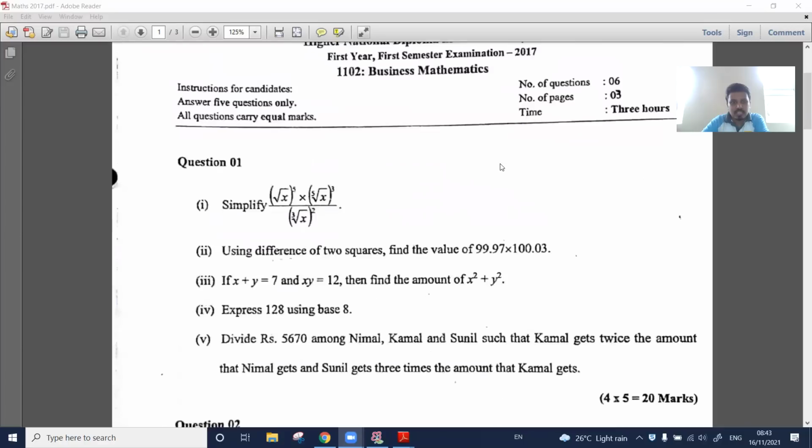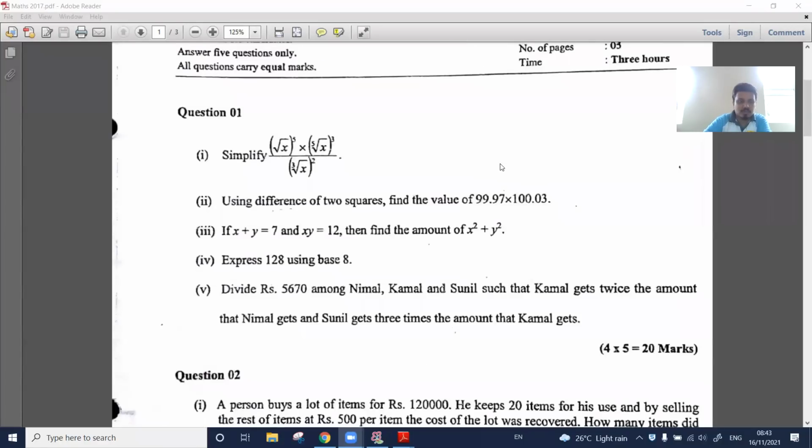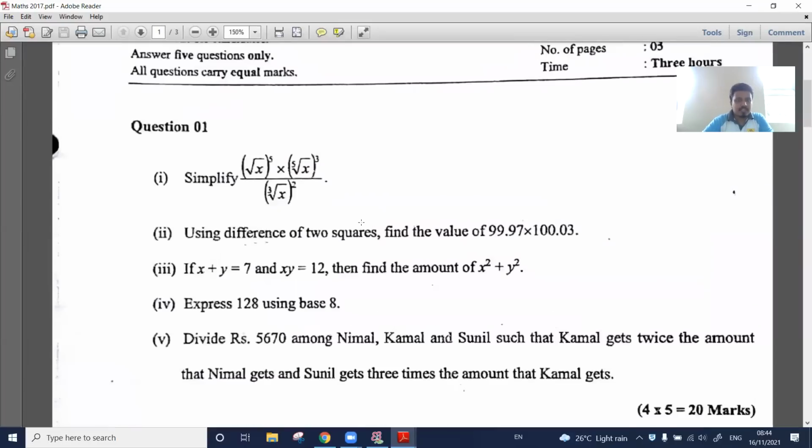2017, question number 1. We need to simplify this given expression, right? So using the laws of indices, we need to simplify this expression.